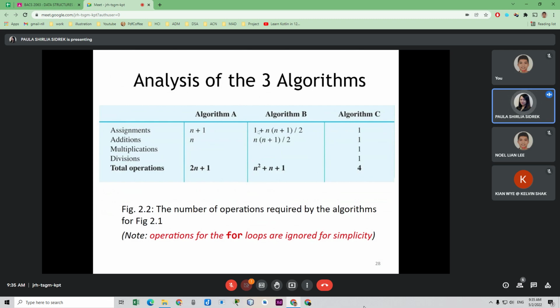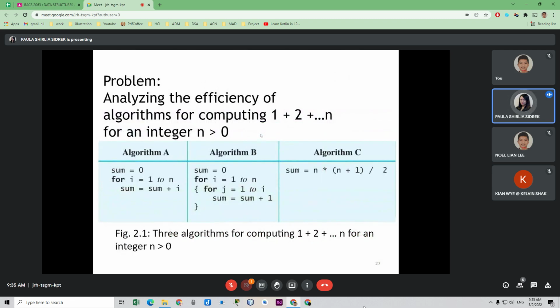For example, you have very simple algorithms here, A, B, and C. A is very straightforward. Sum is initialized as 0, and then you have your condition for I equal to 1 to n. N basically is an array which you did not specify. So 1 to n, right? Sum is equivalent to sum plus I. I is basically denoting the value that a user set, which comes from n. All right, so sum plus I.